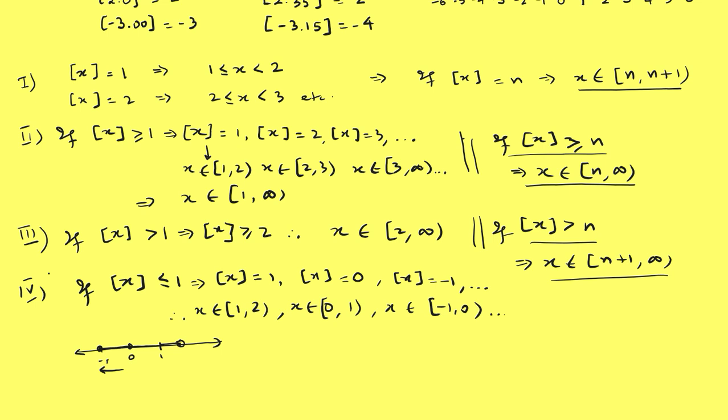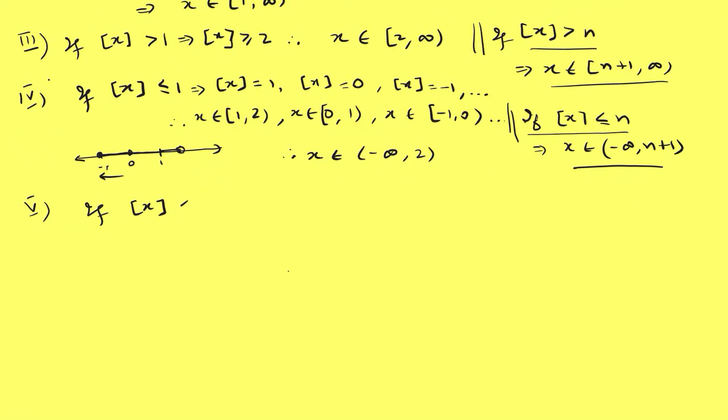So that is why we can write the answer, taking the union of all this, as x belongs to minus infinity comma 2 open. So that is how you get the answer. So you can generalize now. If greatest integer x is less than or equal to n, then we can say x will lie from minus infinity till n plus 1 open. So that is how the answer will look like in this case.